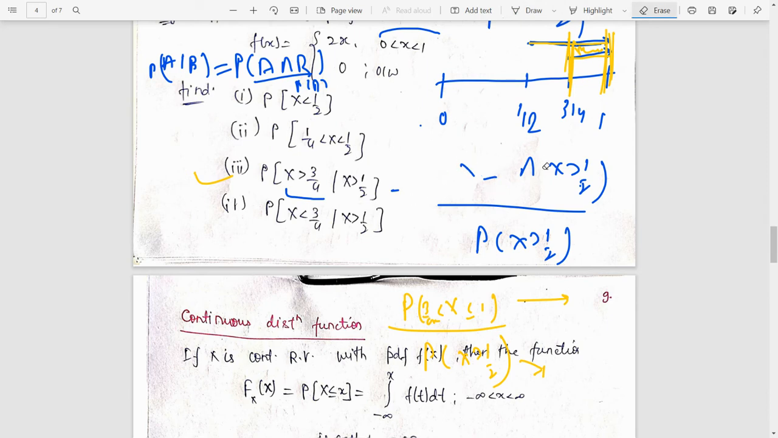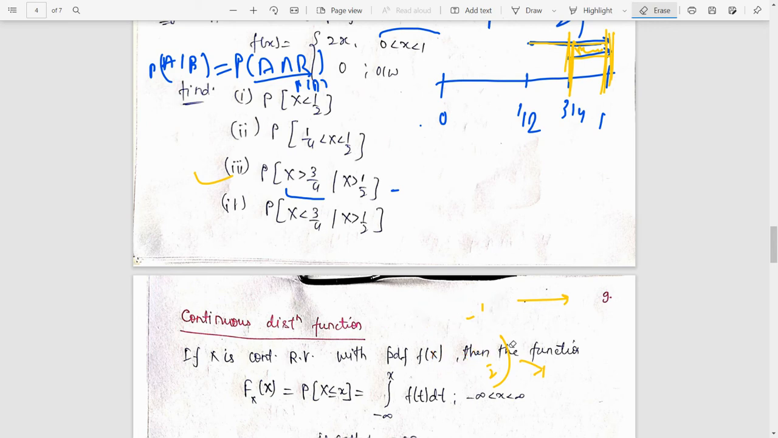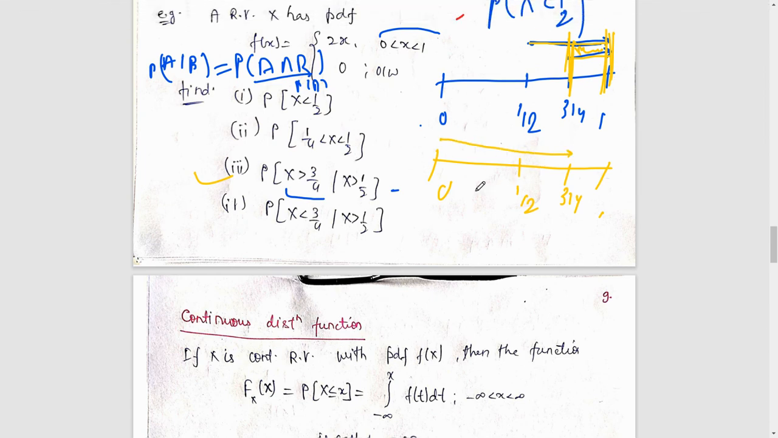In part number four, the question is asking the same way, but the probability has been reversed. It is asking about the probability that x is less than 3/4. If you see the same number line, this is 0, this is 1, this is 1/2, and this is 3/4. x is less than 3/4 means obviously from 0 till 3/4, and x greater than 1/2 means 1/2 to 1. So in this way you can see that the common part is from 1/2 to 3/4.